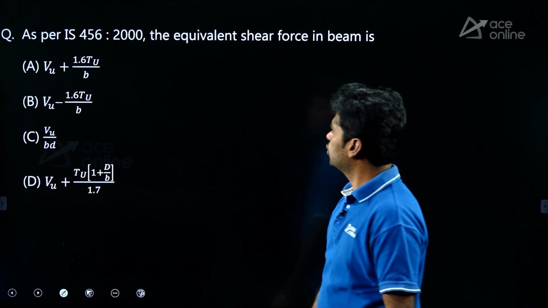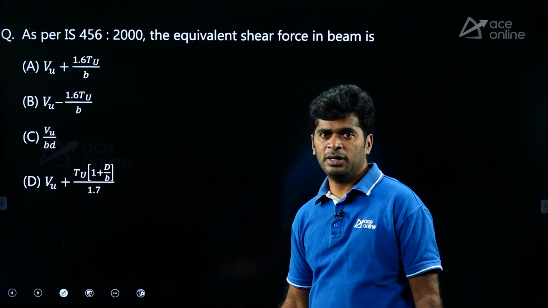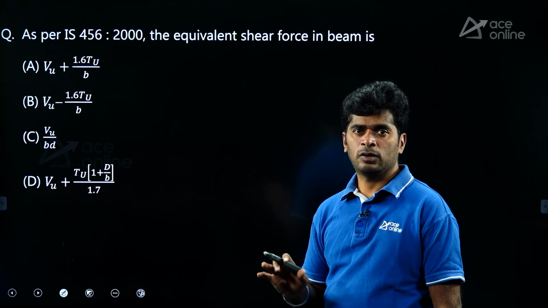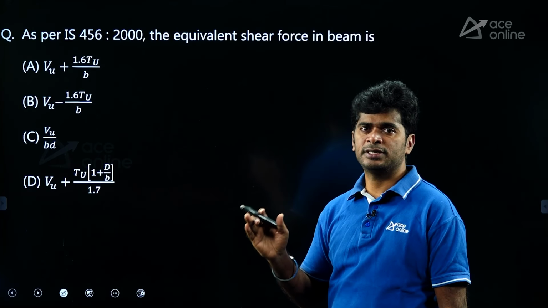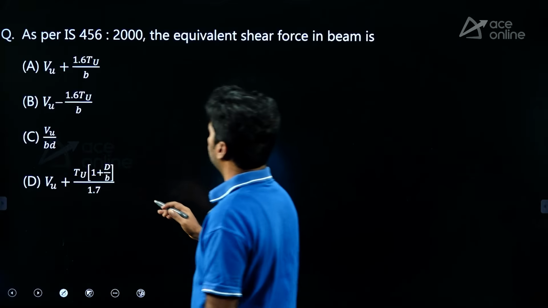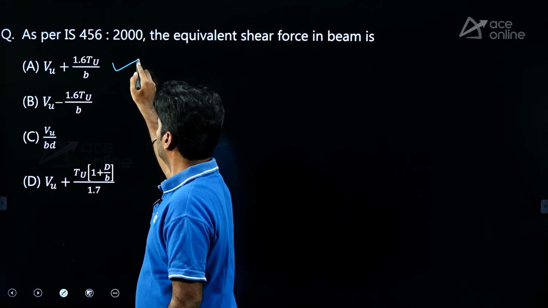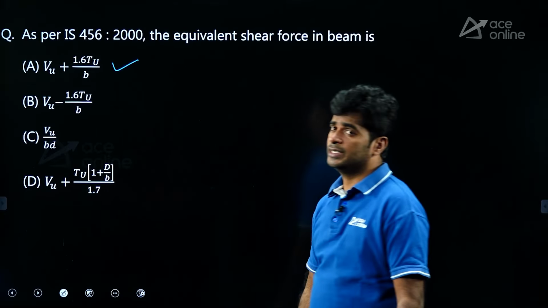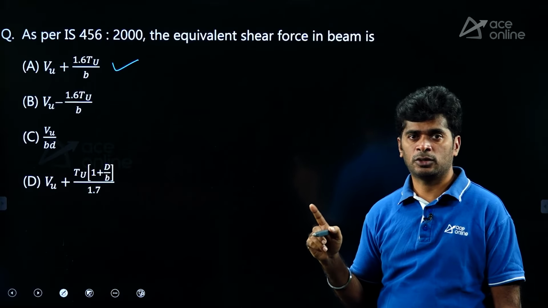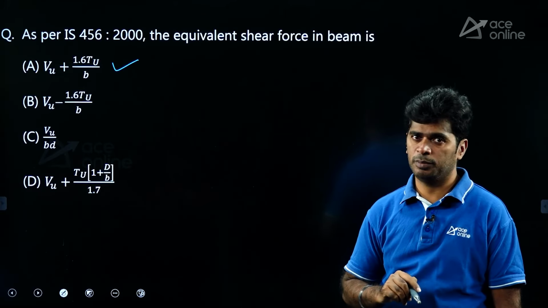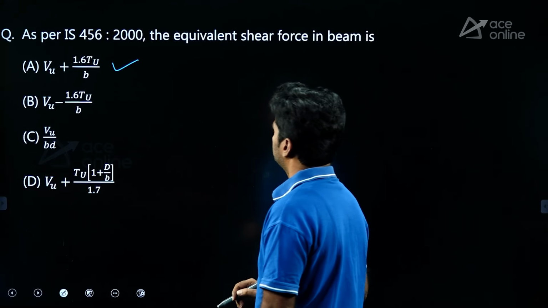As per IS 456-2000, the equivalent shear force in beams is a direct formula. Equivalent shear force equals Vu plus Vt. Vt we can write down as 1.6 Tu upon B. Here you observe they have given 2, don't confuse, plus is required. Vu plus 1.6 Tu upon B, where Vu is factored shear force, Tu is factored torsional moment, B be the width of the beam. Okay, direct formula. Next question.